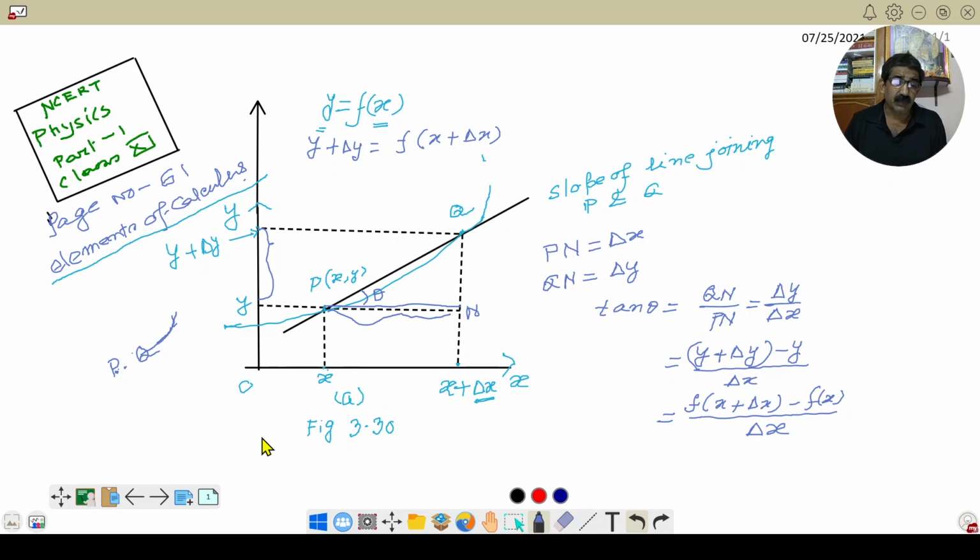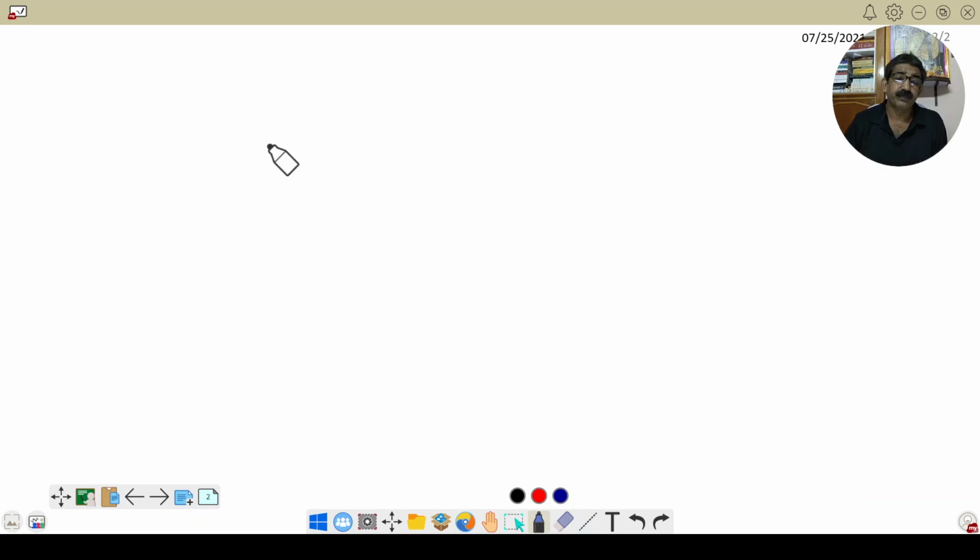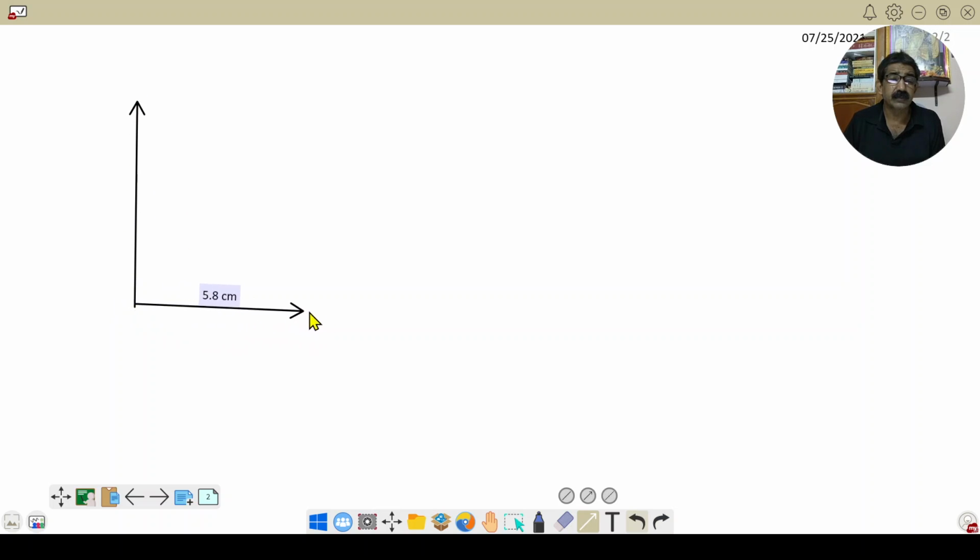And to draw that picture, we want another page. There is page number 2. So on page number 2, we are drawing the same figure like this. This is the y-axis and this is the x-axis. And this is the graph.